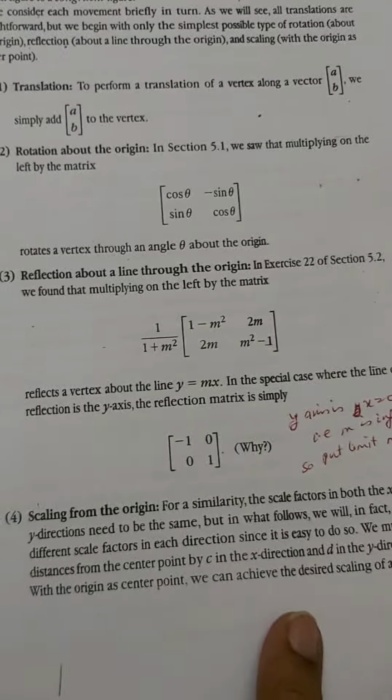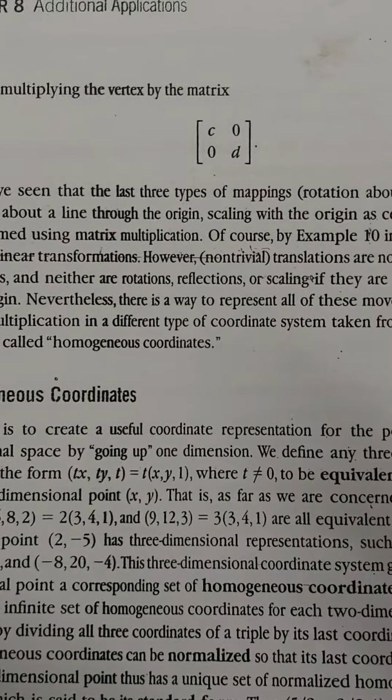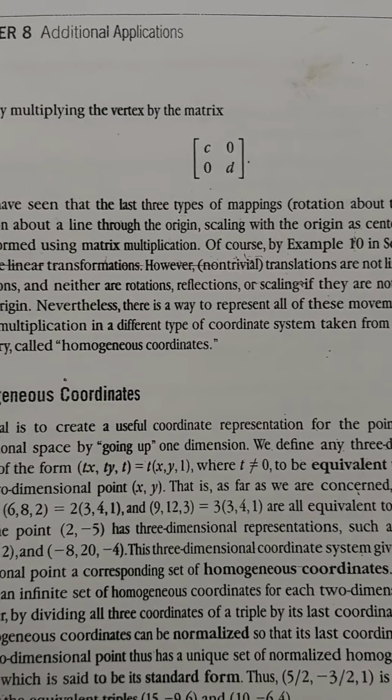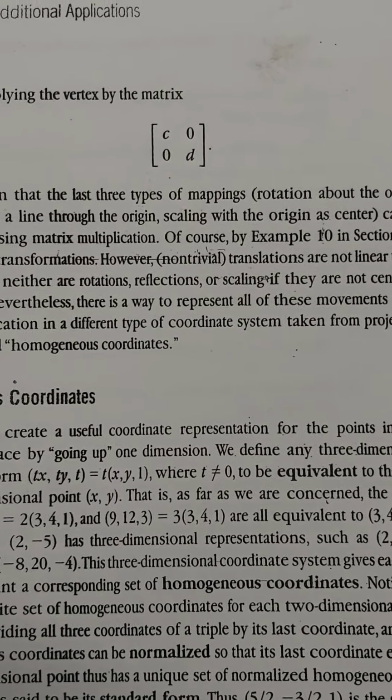For scaling, what we have to do? We will multiply by matrix [[c, 0], [0, d]]. You can check that on multiplying a vector by this matrix, that vector will be scaled by c coordinates in x direction and d coordinates in y direction. Okay. So these four operations are represented by these matrices.